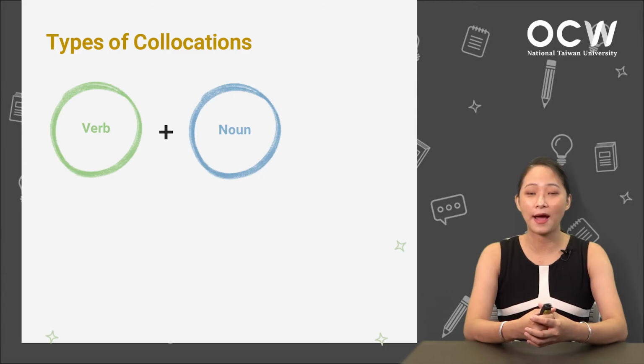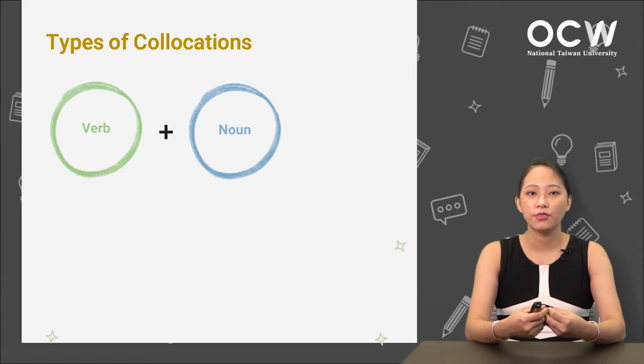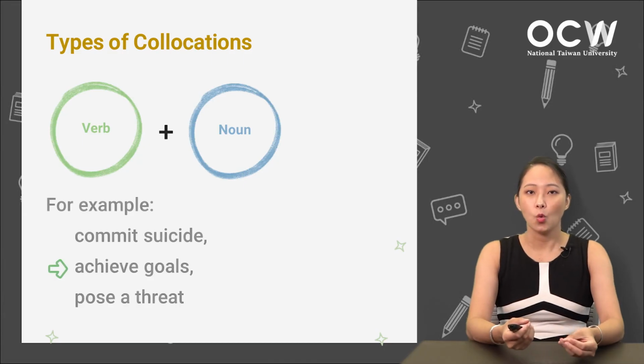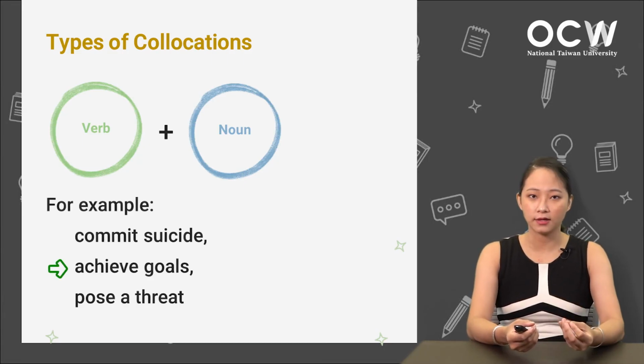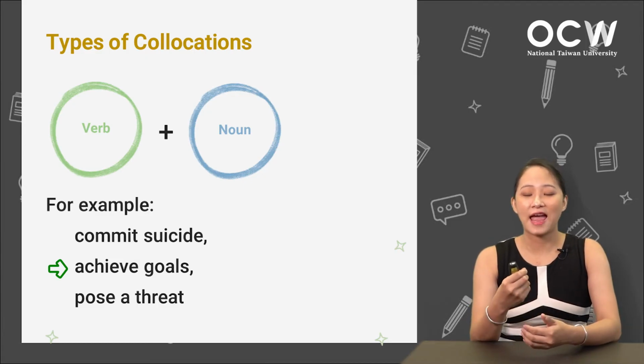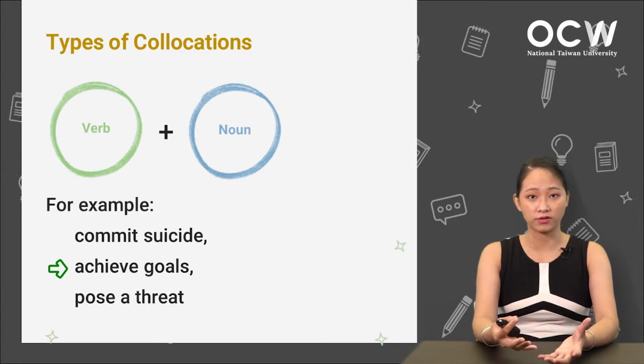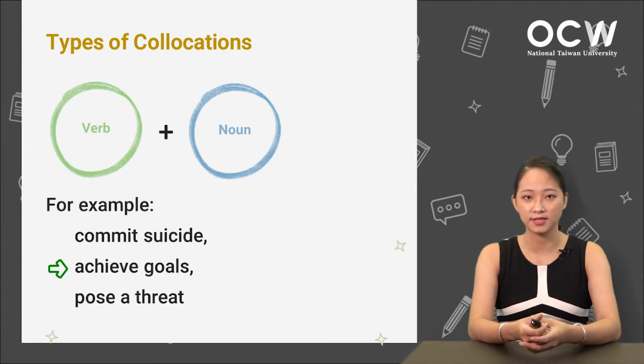Next, we're talking about verb plus noun. So when we talk about this particular collocation, with the noun suicide, the action of doing so is always commit. When we talk about the action of goal and how you can get there, we always say achieve goals. When we want to talk about a threat is made by someone with something, we always say pose a threat.